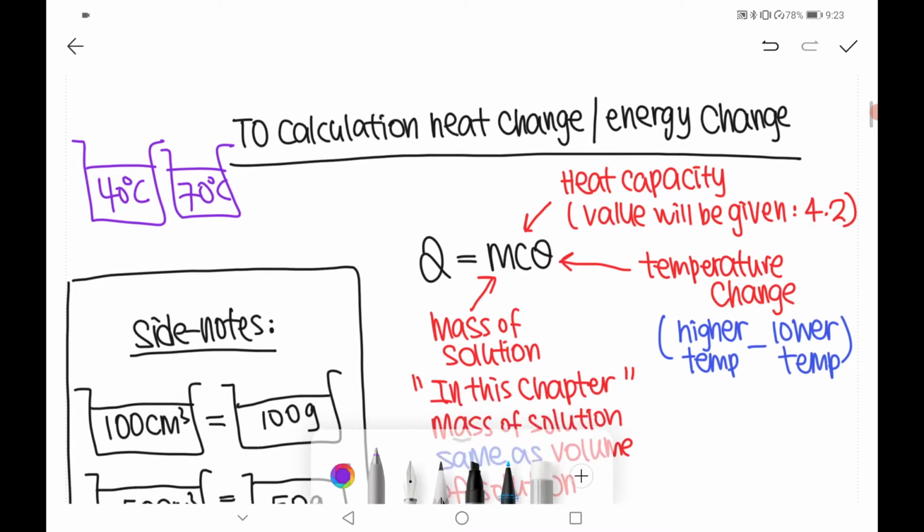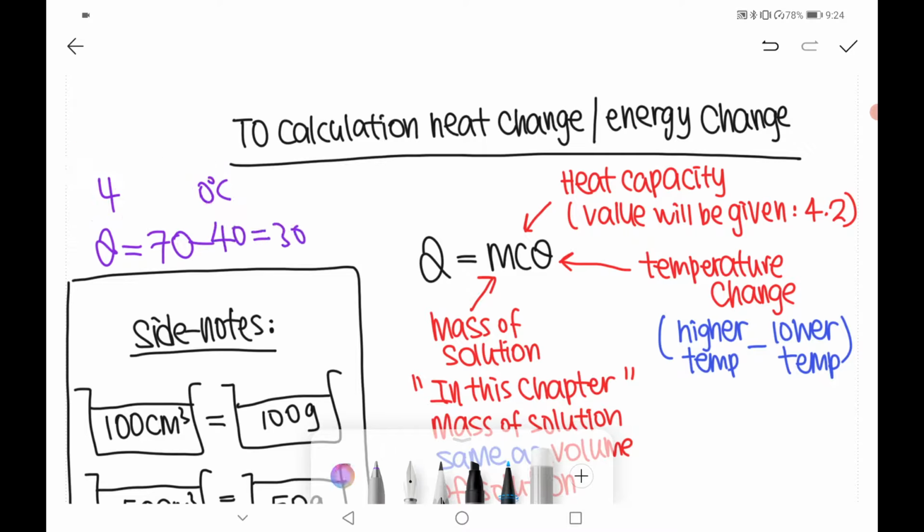So what is the temperature change? Theta is the temperature change. Take a high temperature minus the low temperature. So it is 30. That's it. Just take the higher temperature minus the lower temperature, then you will be able to find your temperature change, which is theta.